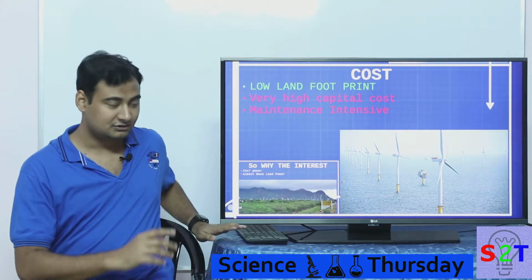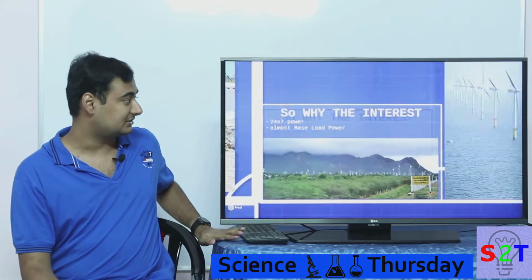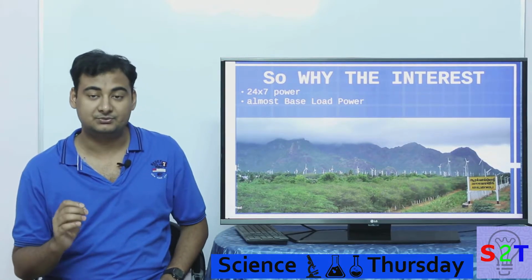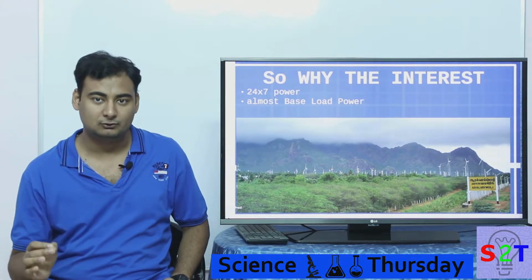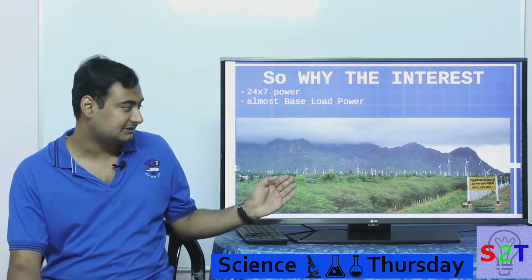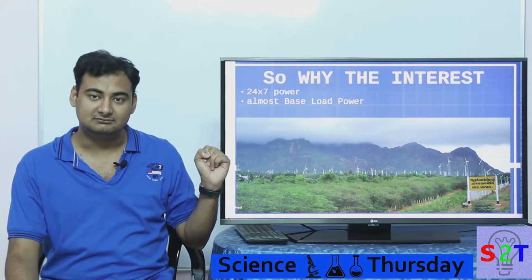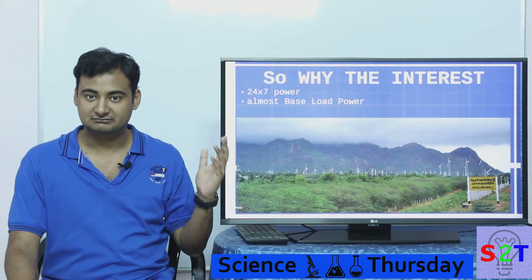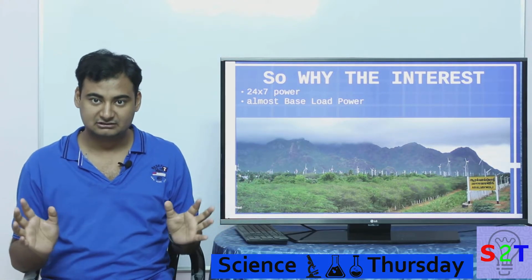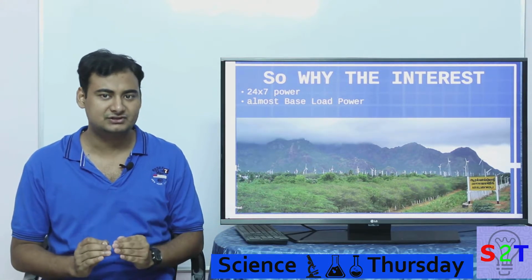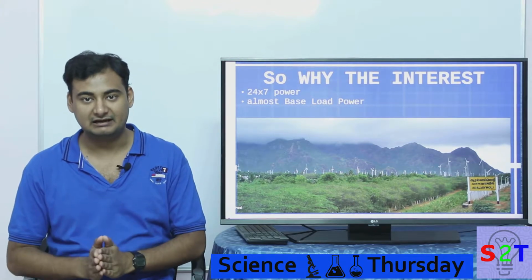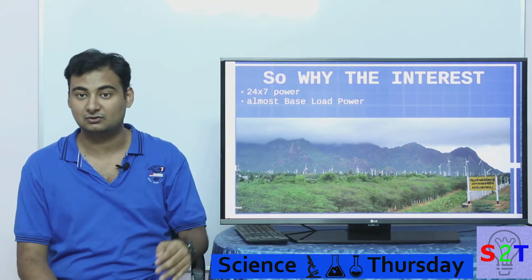Then if cost is so bad, why is there so much interest in it? Well, it has the option to provide power 24/7. Basically, this is a wind farm and this provides power 24/7. Now this wind technology, as we have it, is the closest renewable energy that we have that reaches what we call base load power.